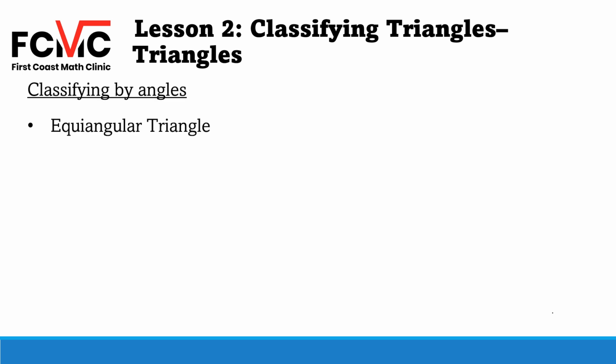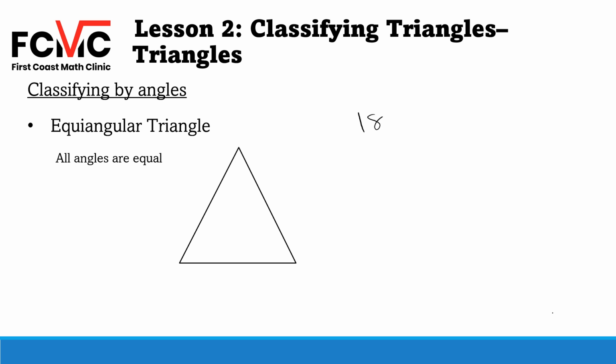The last type of triangle for classifying by angles are equiangular triangles. And in an equiangular triangle, all the angles are equal. So we have something like this. Now we know that the angle sum for any triangle is 180 degrees. If you divide that by 3 angles, then each angle is going to be 60 degrees. So we're going to have 60, 60, and 60.